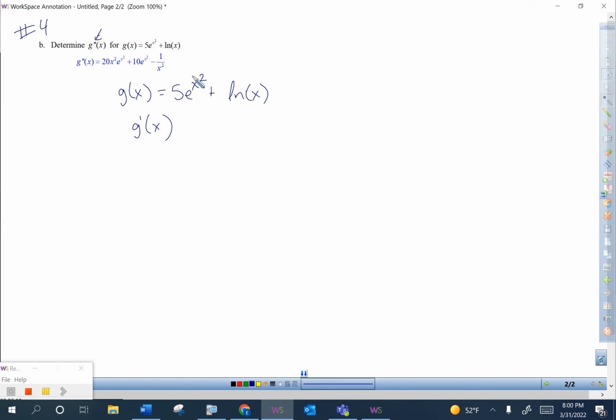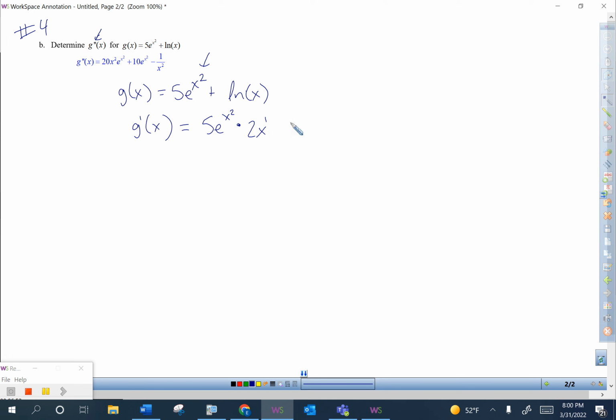Okay, so rules with e, remember, with an exponential function, you're going to multiply the original equation by the derivative of your power. So our original part was the 5e to the x squared, and now we're multiplying it by the derivative of our power. So our power was x squared. Using our power rule, we would do 2x, and then that 2 decreases to 1. So that's the derivative of the first part.